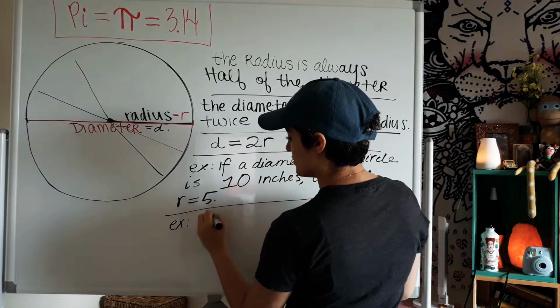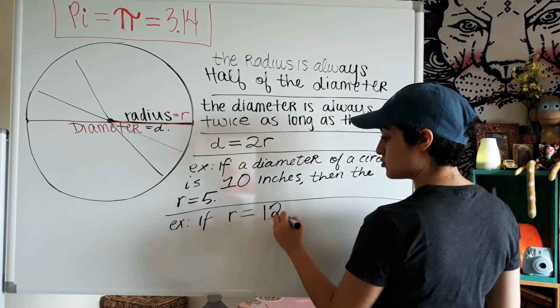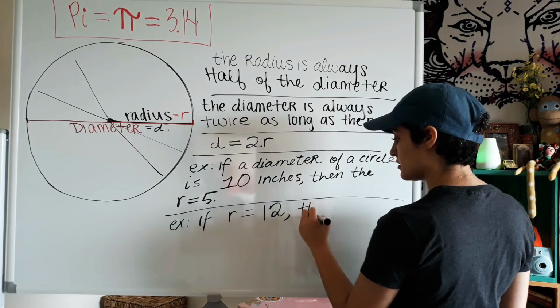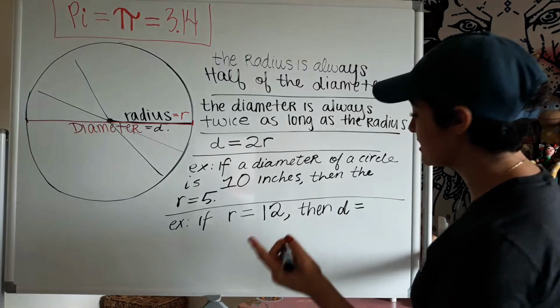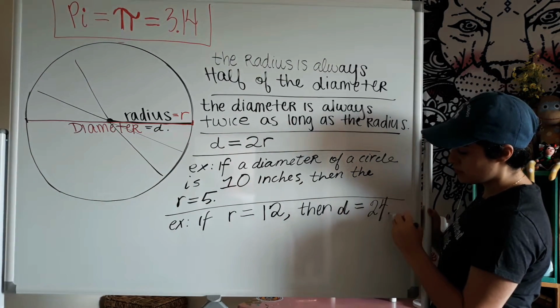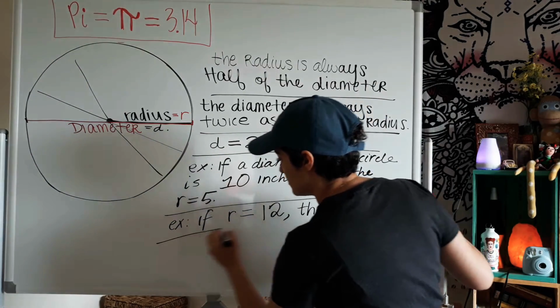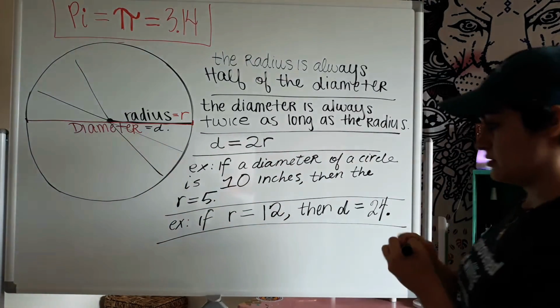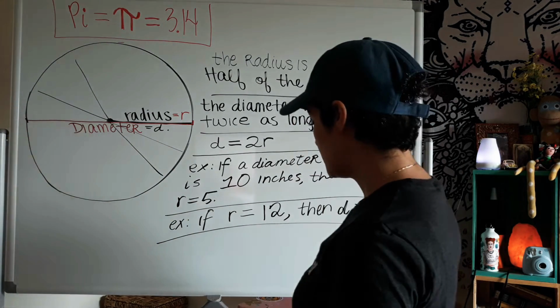Another example, if the radius is 12, then the diameter, which is always twice as big, is 24. So those are the two main parts of a circle that I really care about for this week.